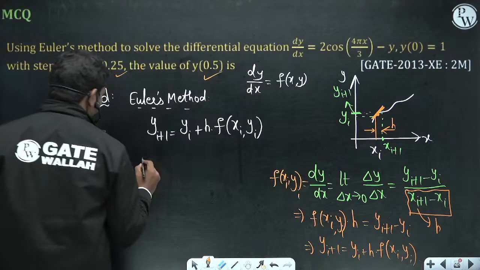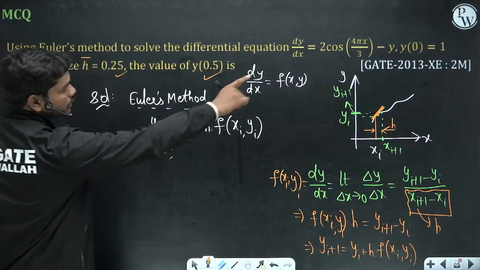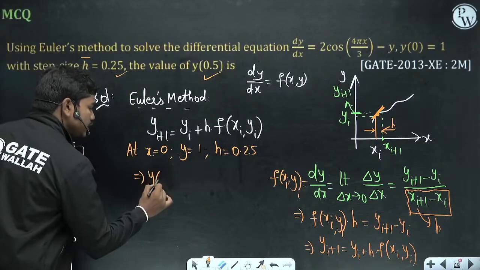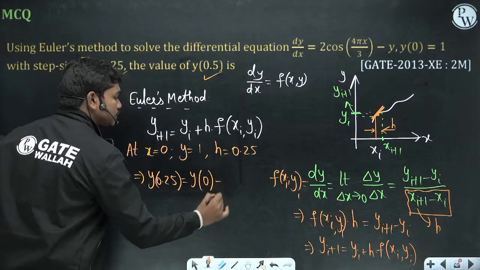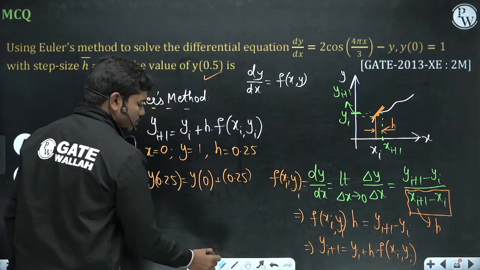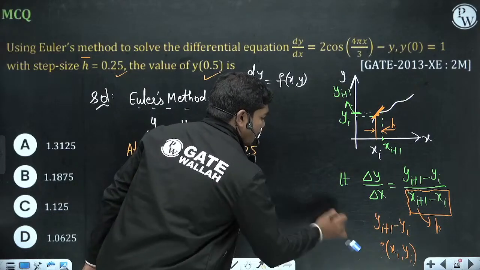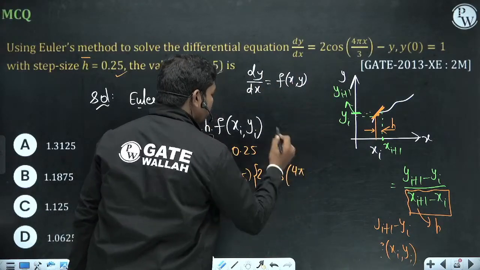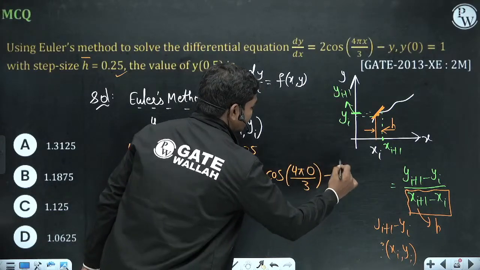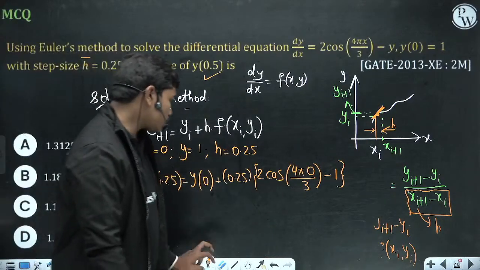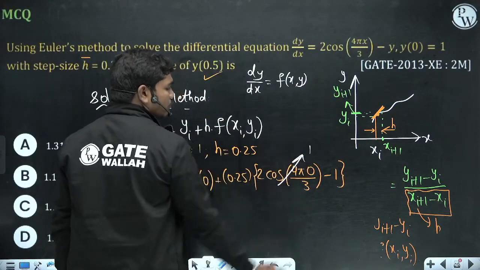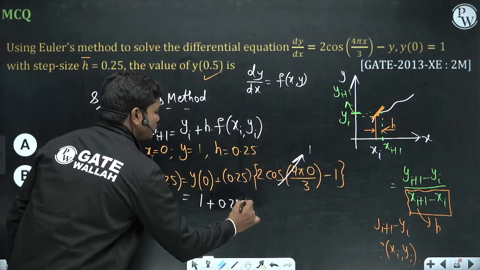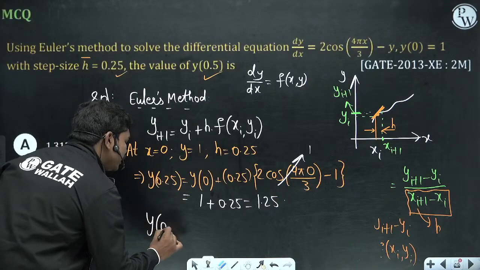Fine. So now if you see, at x is equal to 0, what value of y was given? 1. So this implies y of the step size, how much is it, 0.25. So y of 0.25 is equal to y at 0 plus step size 0.25 into f. If we see here in this f of x, 2 cos 4 pi xi, where xi value is 0, divided by 3 minus y, which is 1 here. So this is 1. This is how we got the values. Now cos 0 is 1, so this term is actually 1. So 2 minus 1, 1 into 0.25, 0.25. So y of 0 is 1, 1 plus 0.25. So this is 1.25.